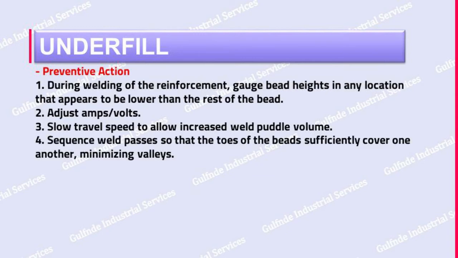What are preventive actions for underfill? 1. During welding of the reinforcement, gauge bead heights in any location that appears to be lower than the rest of the bead. 2. Adjust amperes or volts. 3. Slow travel speed to allow increased weld puddle volume. 4. Sequence weld passes so that the toes of the beads sufficiently cover one another, minimizing valleys.